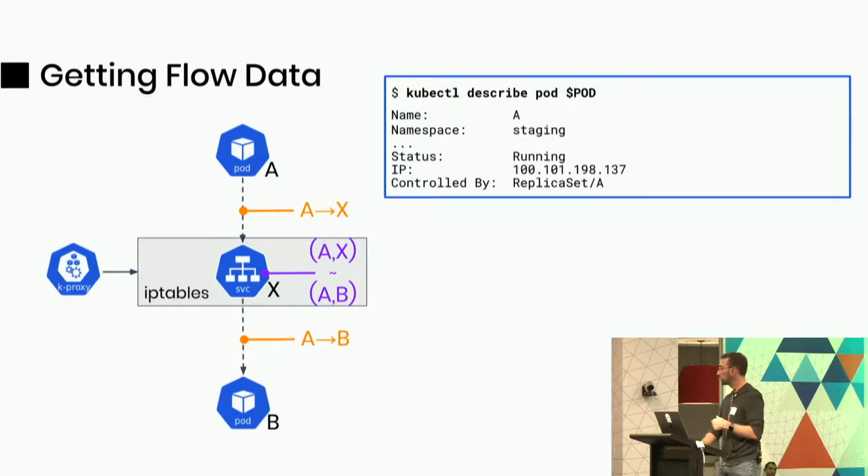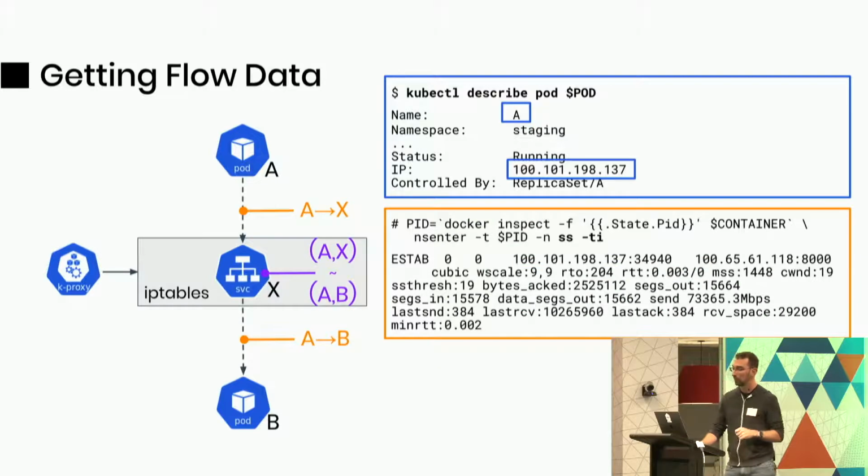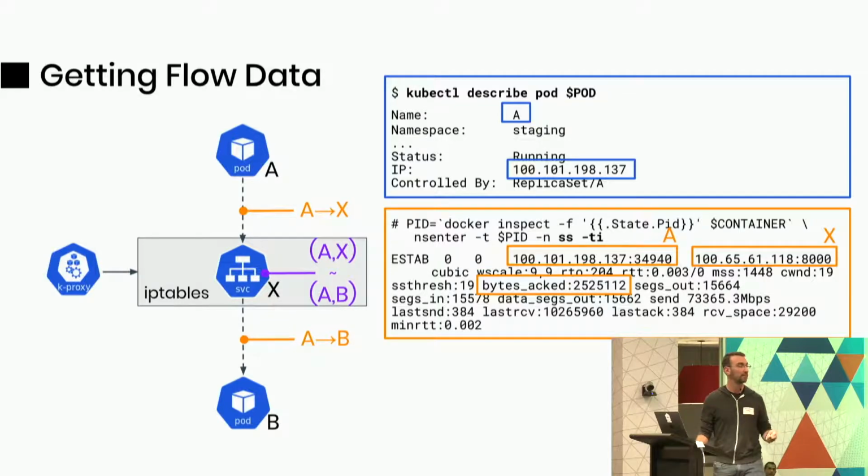One is Kubernetes, the orchestrator API. Here you can get the name of the pod and its address. From the ss utility, you can get the socket information here in orange. So you can get A is talking to X, and also metrics on how the flow is performing. Here I've highlighted the number of bytes, but you can also get packet drops, round trip time, etc.